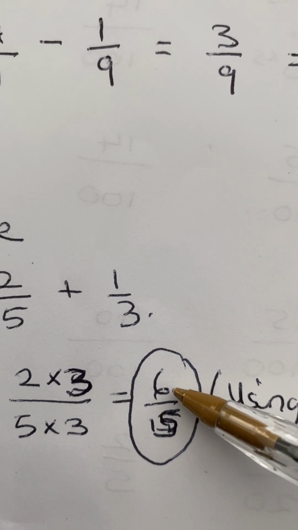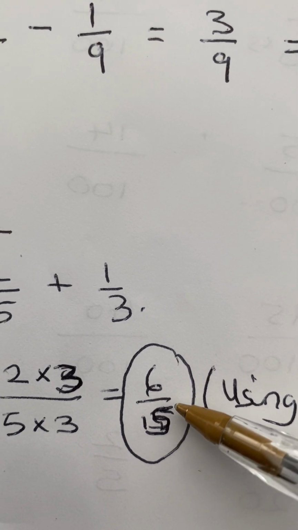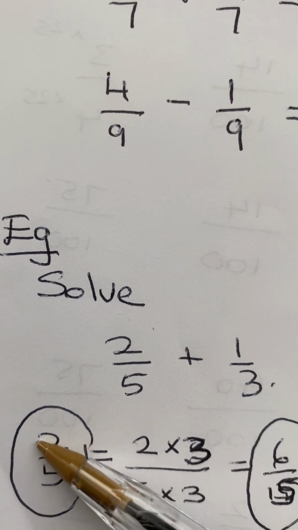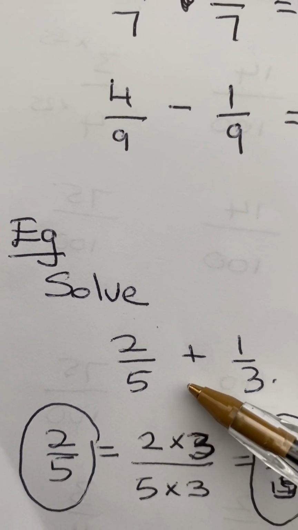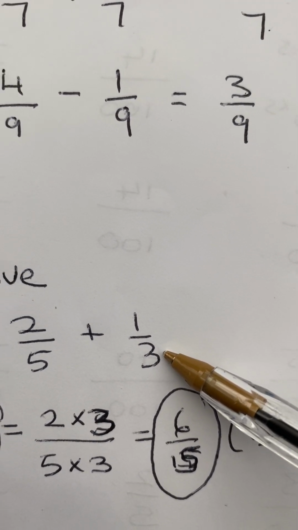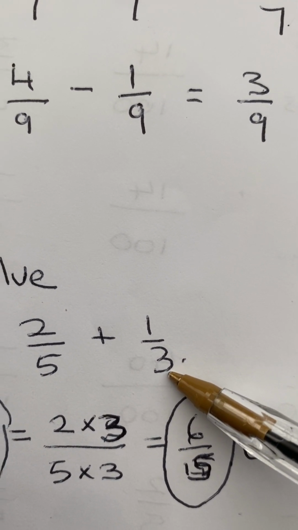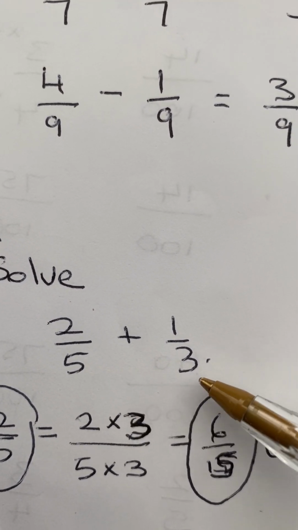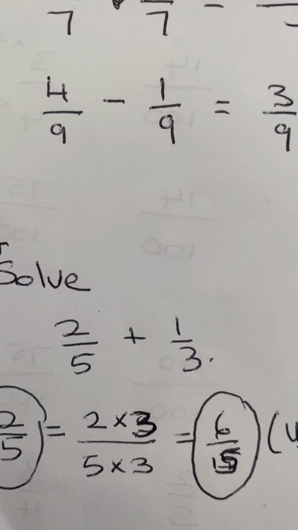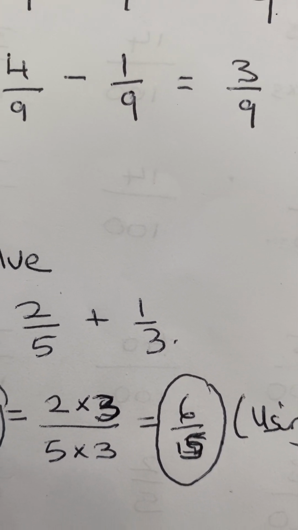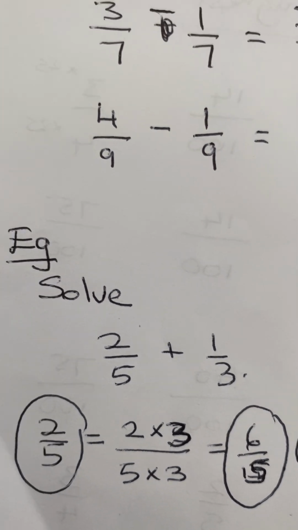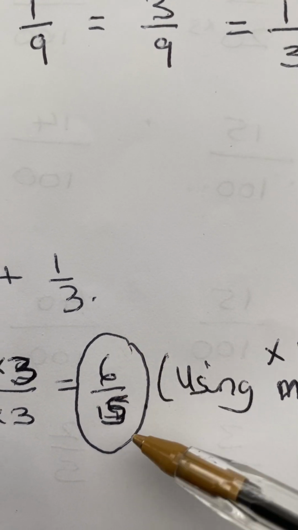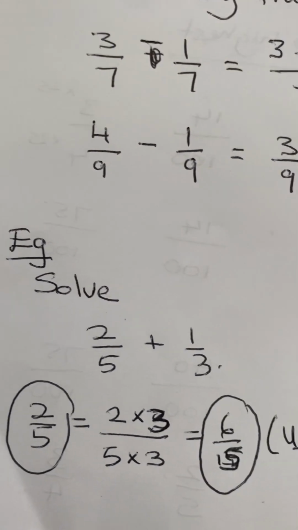Now if I reduce 6 over 15 to the lowest form, I'll get 2 over 5. But here we can't use 2 over 5 because we are adding it to 1/3, and we can't straight away add because the denominators are not the same. So we have to do a few manipulations by multiplying. So now 2 over 5 becomes 6 over 15. Don't forget that.